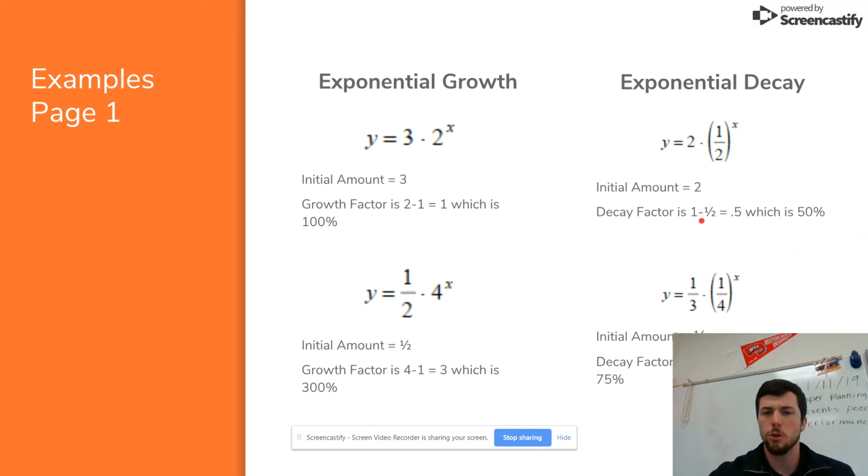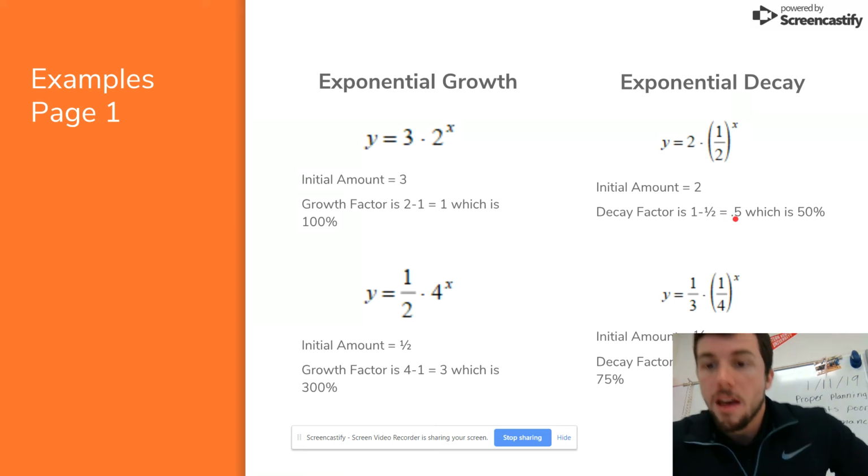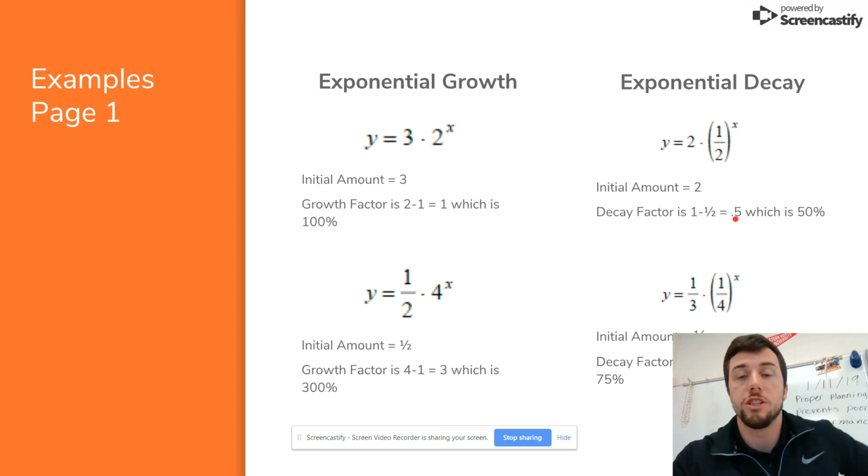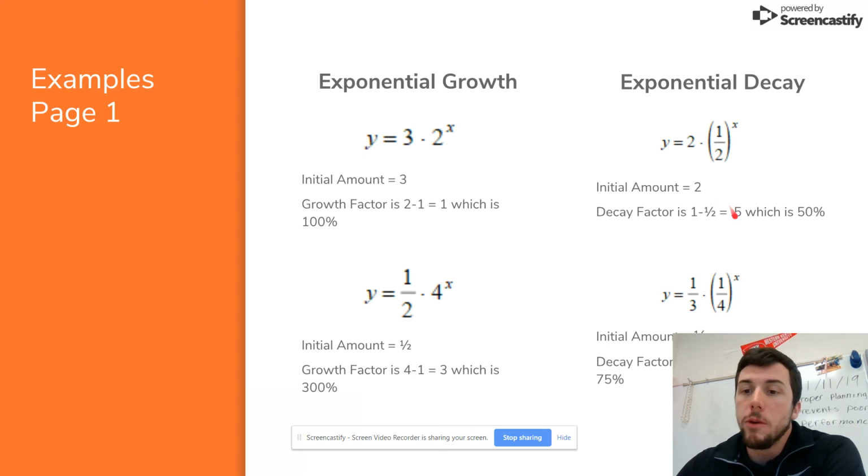Okay. So what about decay? Well, we know that these two problems are both decay because the middle numbers are less than 1. And instead of doing the number minus 1, we're actually going to do it backwards since it's decay. So what we're going to do is we're going to do 1 minus 1/2, which if you type that in your calculator, it's going to give you 1/2. And then you're going to convert that to a decimal, which is 0.5. And then we know that 0.5 is 50%.